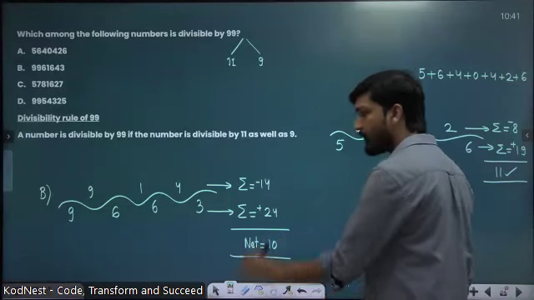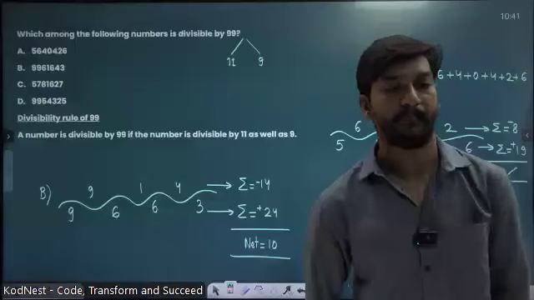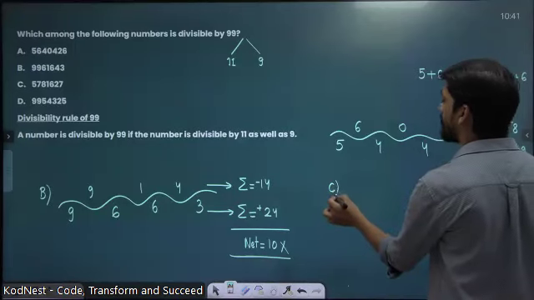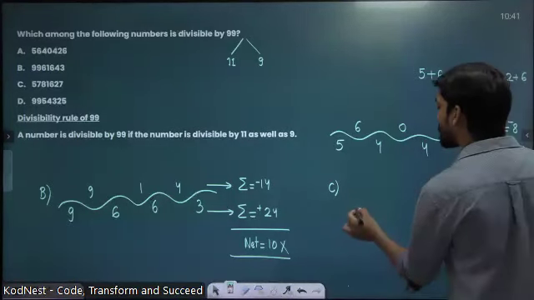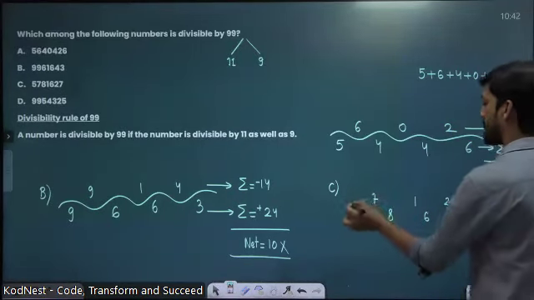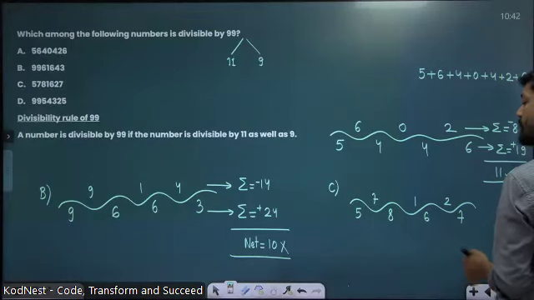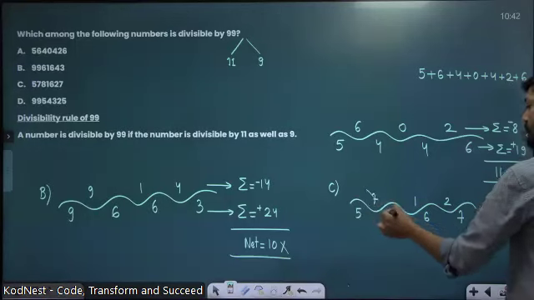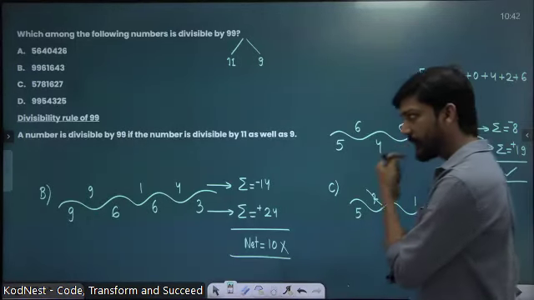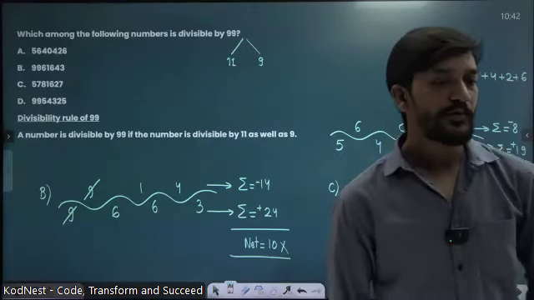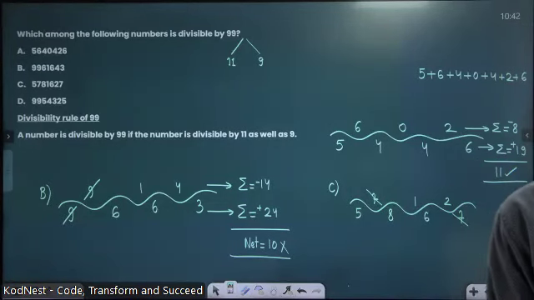Is this number divisible by 11? Is it? No. So number is not divisible by 11. Okay, C option. Please check the same way. 5781627. Check please. And there is one more thing which you can do. If there is anything which is same on top and bottom, you can cancel out. So 7, 7 can be cancelled. Like here also, 9, 9 can be removed. You can do this also before calculating the sum. Check please. Is it divisible? Yes, no?